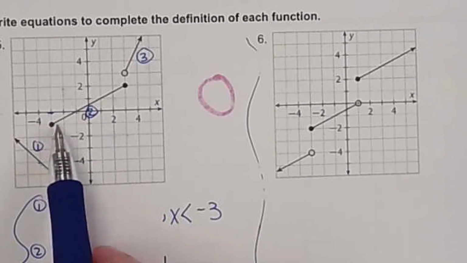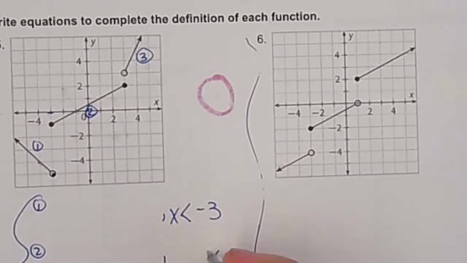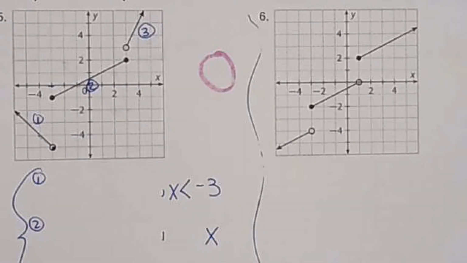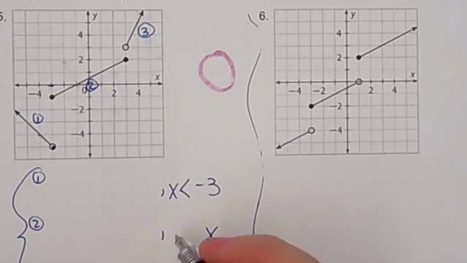For our second one, we have 2 numbers that we need to write down. So we'll have a number on the left side and the right side of x. For number 2, our left side number is -3, because that's as far as it goes on the x-axis.